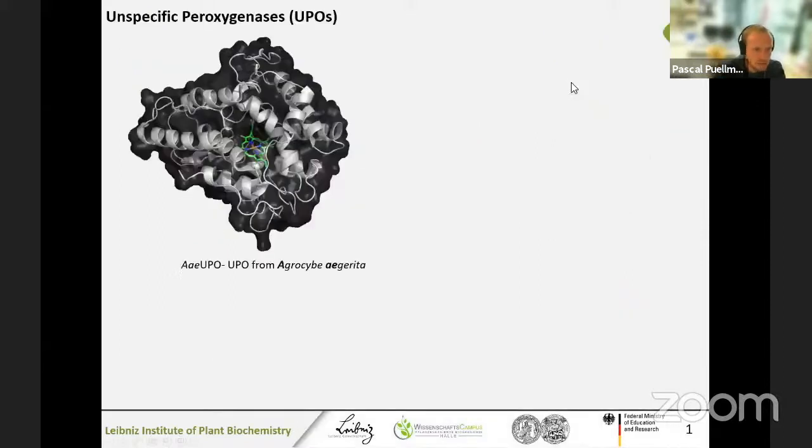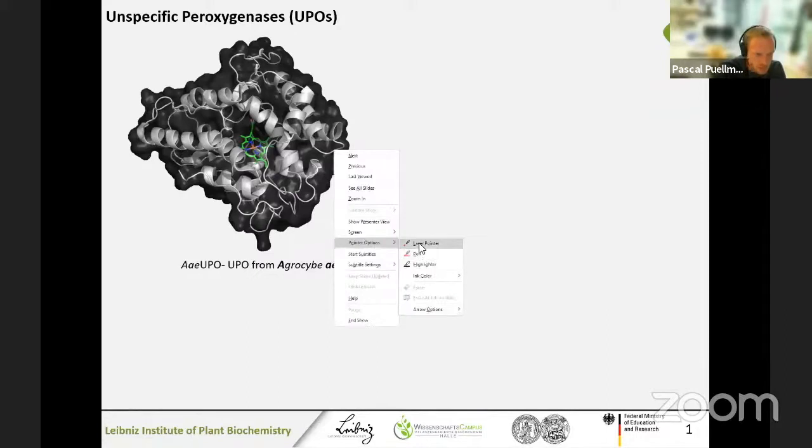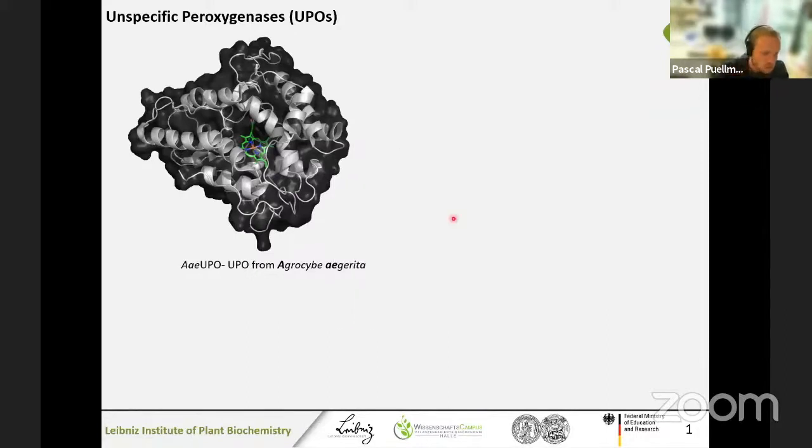So today I want to take you on a journey through my PhD thesis. This one was dealing with unspecific peroxygenases. So these are secreted heme thiolate proteins that are capable of doing oxyfunctionalizations. And in general, they are named after the fungus they are originating from.